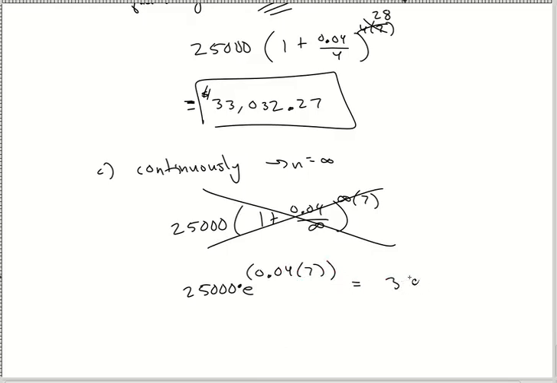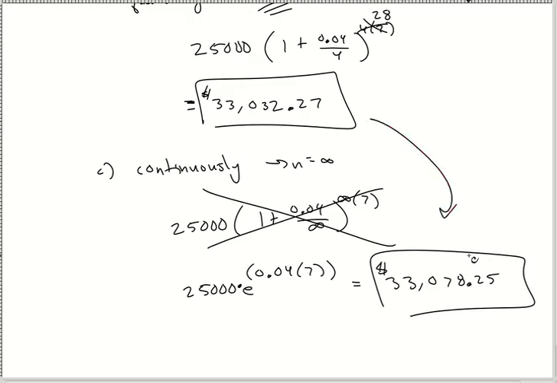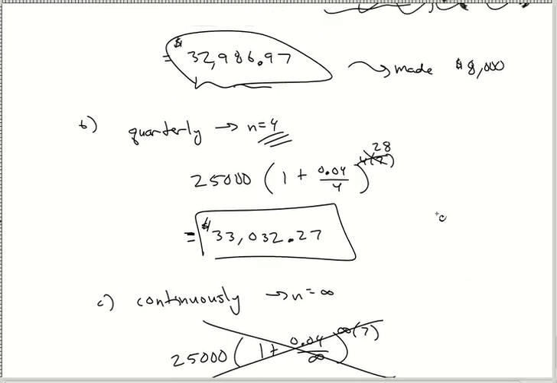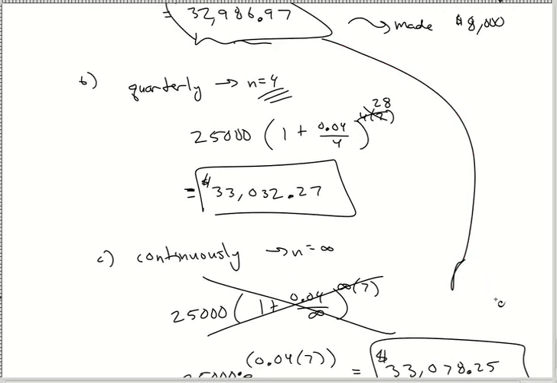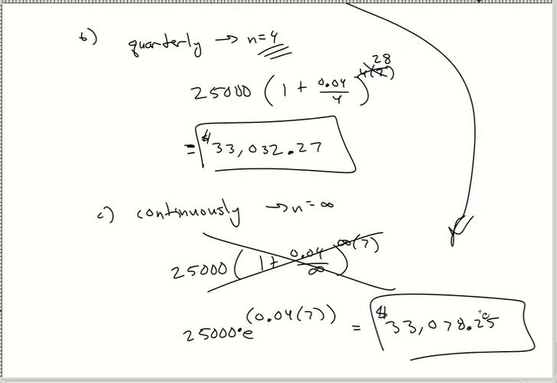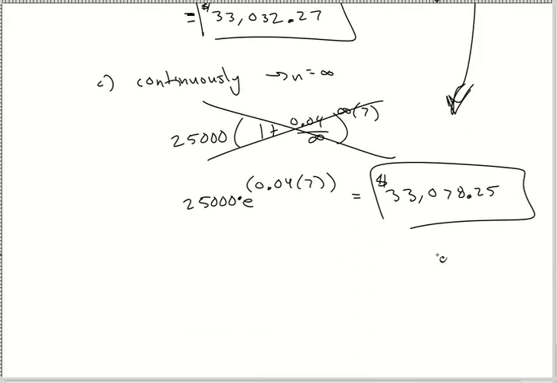And I got 33,078.25. That is the very most money that you can get from that account at that rate for that amount of time. So you can see that we got an extra, well, actually from the very beginning, the semi-annually, we probably got almost an extra $100, right? So that's not too bad, but I mean, $100 over the course of 7 years is not nearly as much as you think.